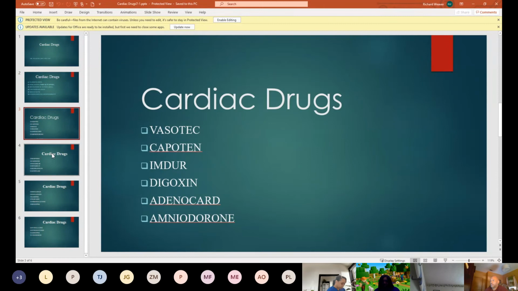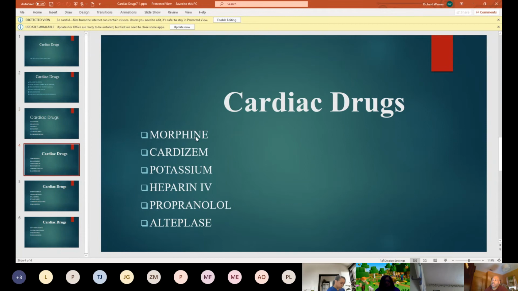All right, these are all your cardiac drugs here. Morphine is not necessarily a cardiac drug, but if a patient is really anxious, then this drug can be given and it can lower their anxiety levels. It can also dilate your blood vessels, so it can be an afterload reducer as well as a preload reducer, because it's dilating those blood vessels. And of course, potassium is not a cardiac drug, but we do use it for these purposes.